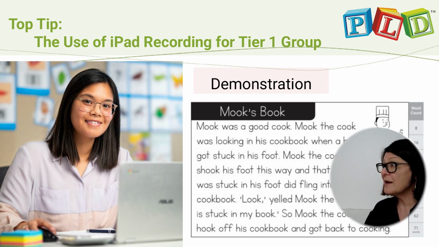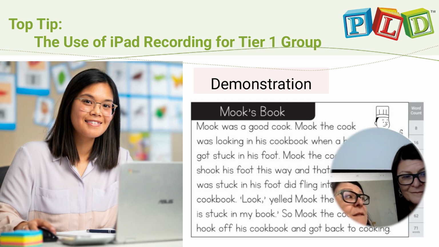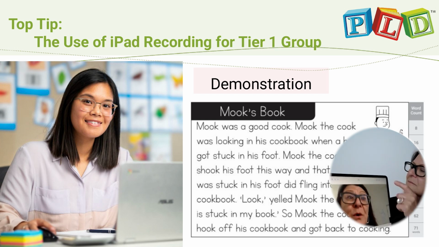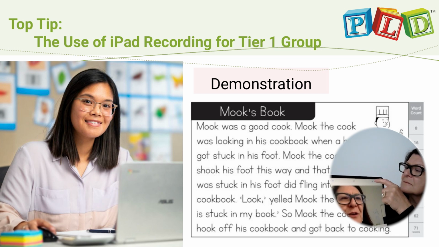What are you going to write? Mook, the cook, was looking. Press pause and write it. Mook was a good cook. Mook was a good cook. Mook was a good cook. What are you going to write? Mook was a good cook. Press pause and write it.